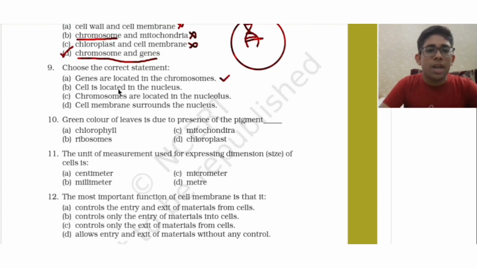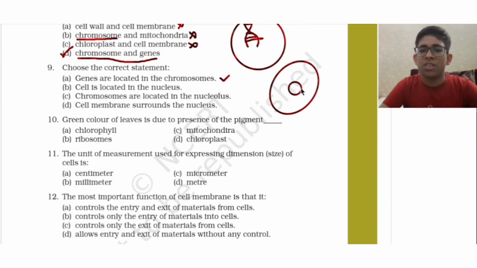Next option, cell is located in the nucleus. This is absolutely wrong because I showed you before. May this be a cell, and inside this is the nucleus, not vice versa that nucleus stores the cell. So this is completely wrong.